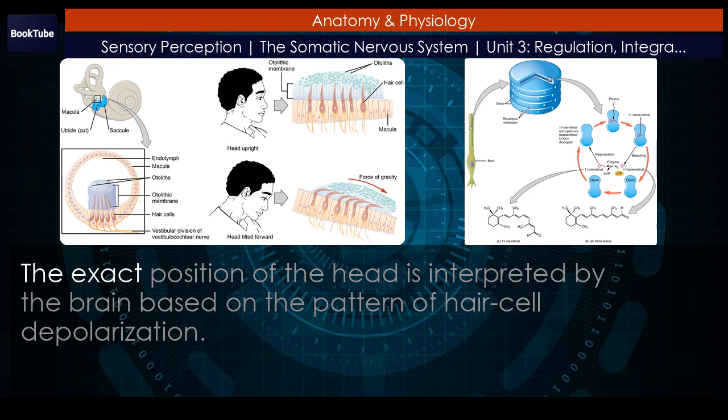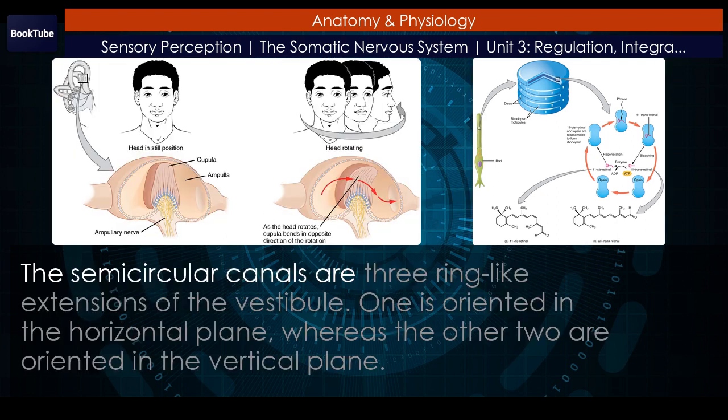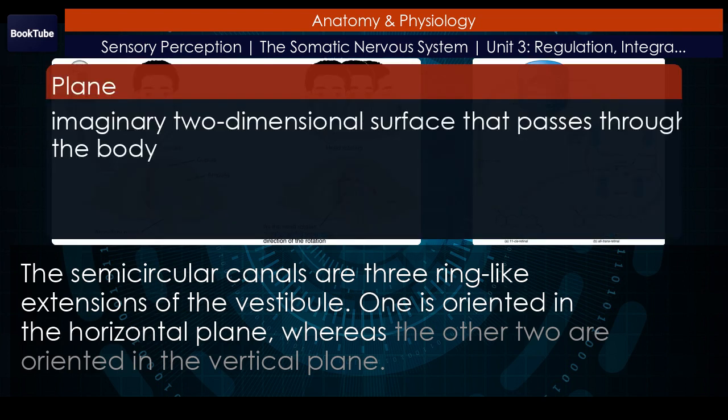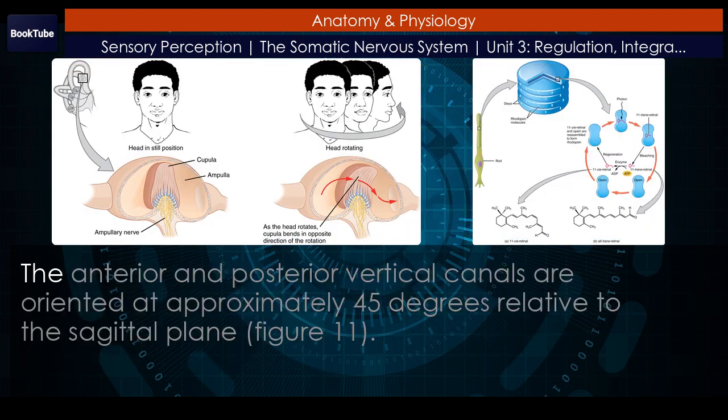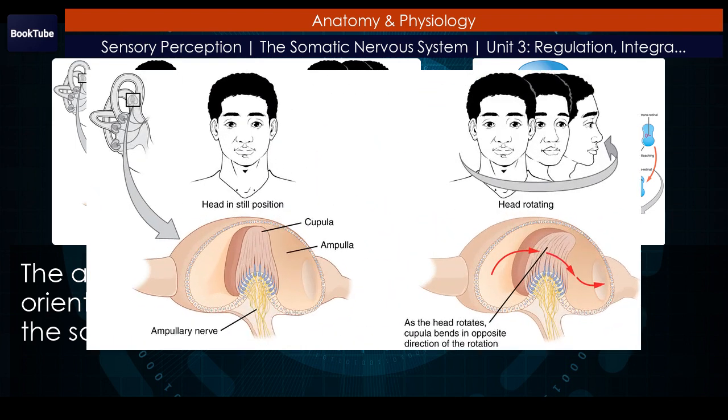The exact position of the head is interpreted by the brain based on the pattern of hair cell depolarization. The semicircular canals are three ring-like extensions of the vestibule. One is oriented in the horizontal plane, whereas the other two are oriented in the vertical plane. The anterior and posterior vertical canals are oriented at approximately 45 degrees relative to the sagittal plane.